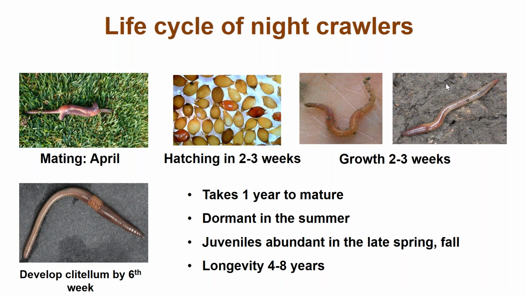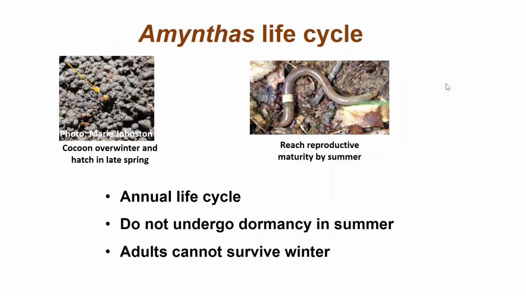in good shape. And from our observation, what we see now, we see juveniles usually abundant in late spring and fall. And these worms can live about 4 to 8 years. So they're not 1 year living earthworms.